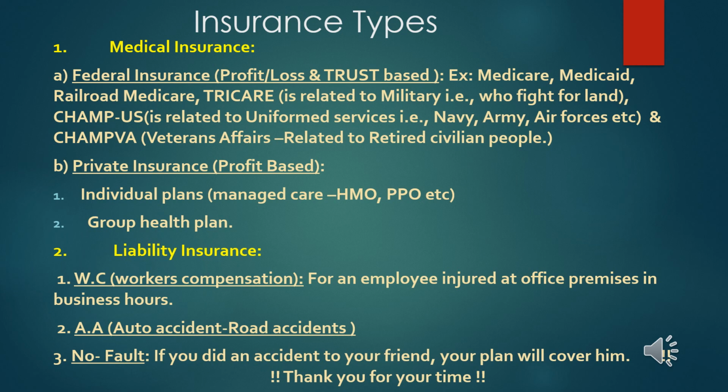The examples of federal insurances are Medicare, Medicaid, Railroad Medicare, Tricare. Tricare is related to the military, those who fight for the land. CHAMPUS here stands for Uniformed Services. CHAMPUS is related to Navy, Army, Air Force in that way. CHAMPVA, here VA stands for Veterans Affairs. CHAMPVA is related to retired civilian people.